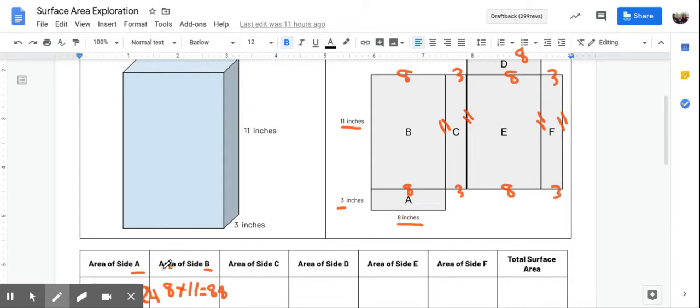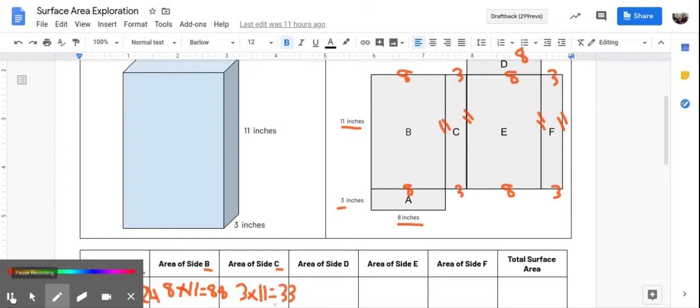Okay, so I found the area of side B, which was 8 times 11, which is 88. Now I'm going to find the area of side C. Side C, I have 3 as my length and 11. So again, 3 times 11 is 33.